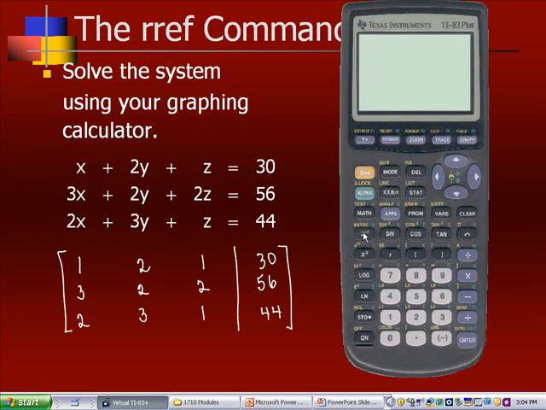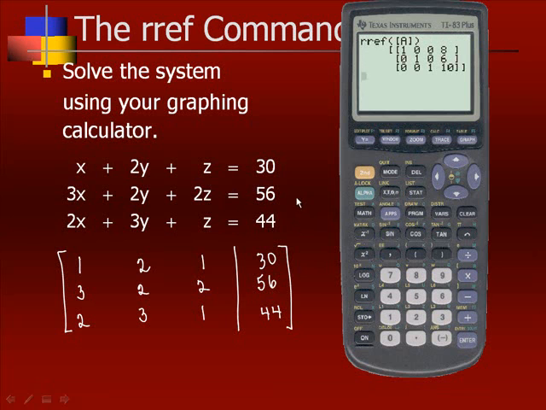Now we're going to go back and go second matrix. This time we're going to slide to math, and go all the way down to number B, which is RREF. We select matrix A, so we go second matrix A, which is the first one. Close your parenthesis. The last column is our answers, which says x is 8, y is 6, and z is 10. If you took these values and plugged them back into all three equations, they'd better work.